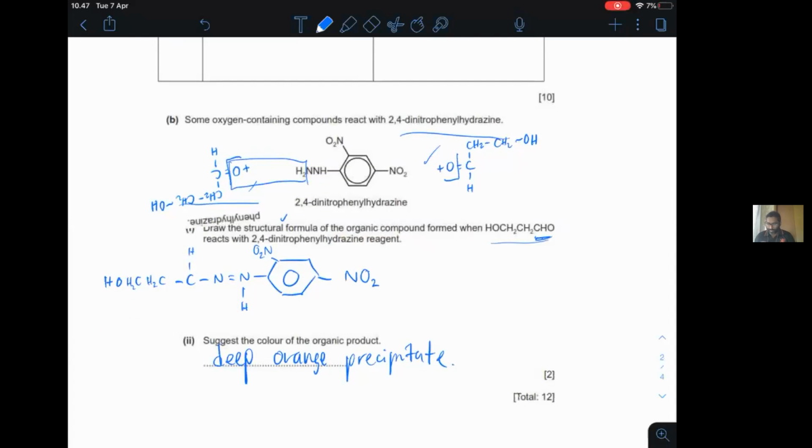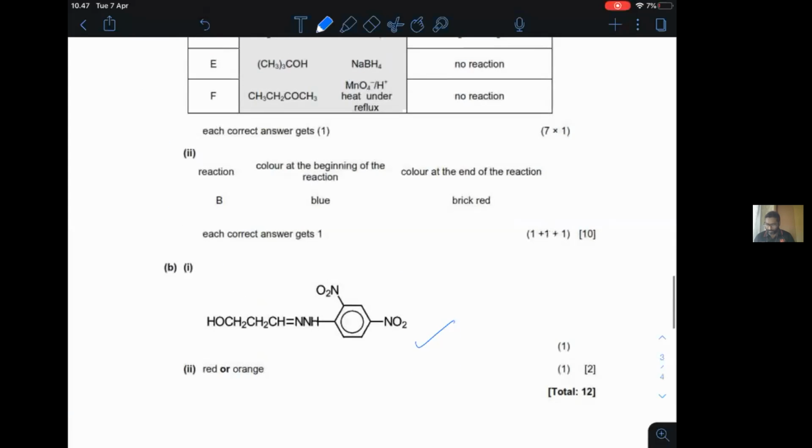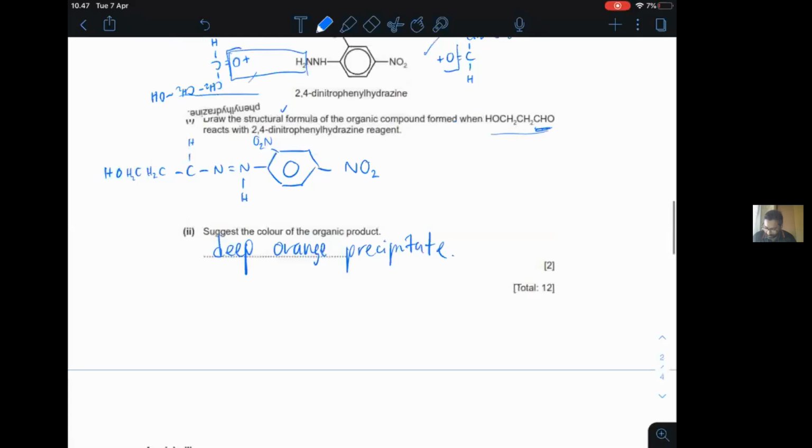So if you look over here, it's OH. This one I'm going to rename, so it's OH. So you have CH2, you have CH2, done. There is CH, done. And then nitrogen, there's another nitrogen, that's H, done. Bonded to this, this one no need to change into one structural formula. This one will do. And then you have NO2. So it's what they want.